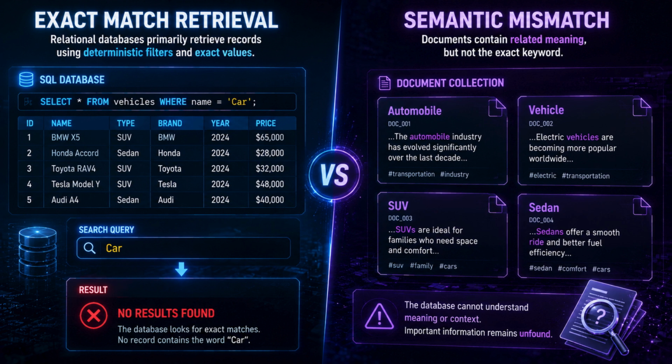Why traditional databases struggle? Traditional databases are amazing. They store customer records, orders, products, transactions, and they retrieve data using exact matches. For example, find customer ID 101, find order number 5001, find product name laptop. But AI questions are different. AI often searches by meaning, not exact words. And that's where traditional databases become limited.